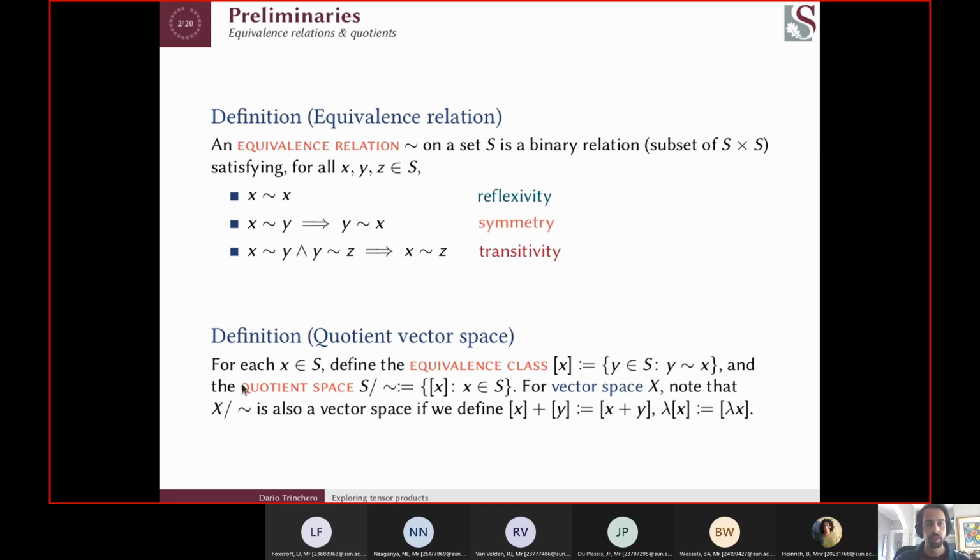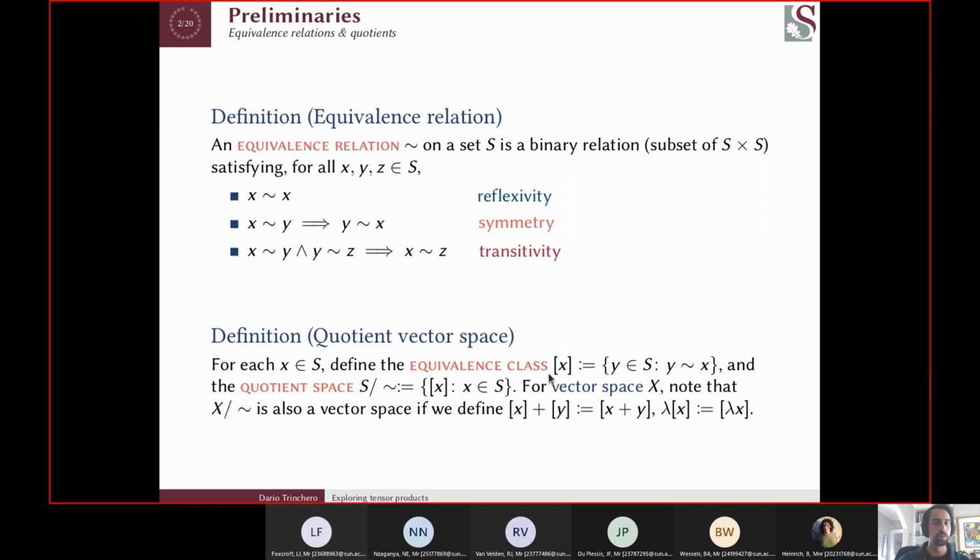So if we have a vector space, okay, yeah, so here I've first written it for a set. We can take an equivalence class, which is all things equivalent to x, and then the quotient space is just the collection of all, or the set of all equivalence classes. So for a vector space, we can take that quotient space and equip it with a product and a sum.